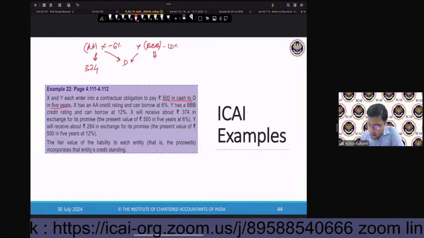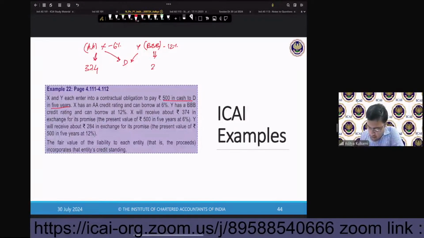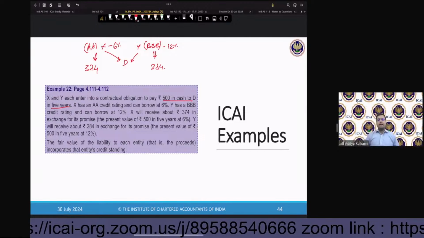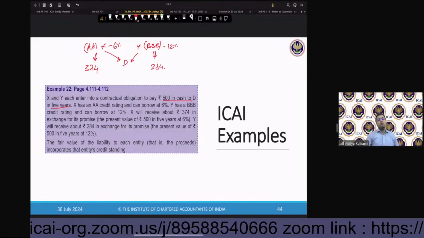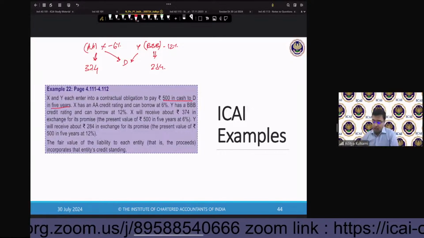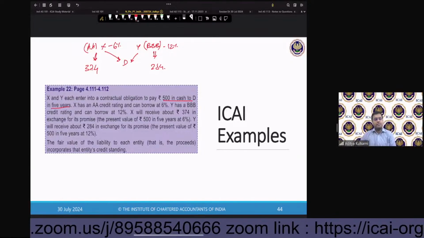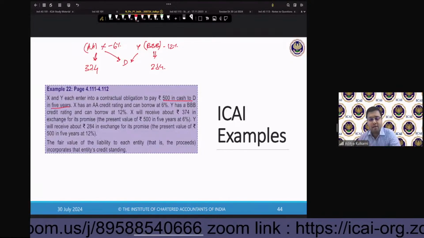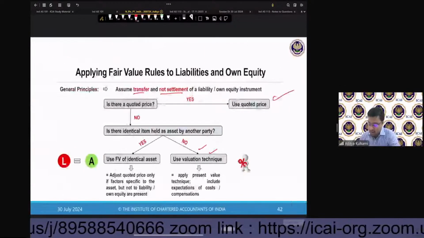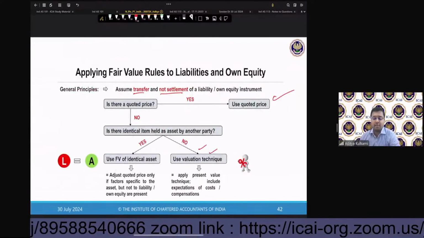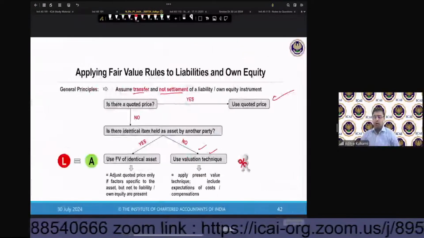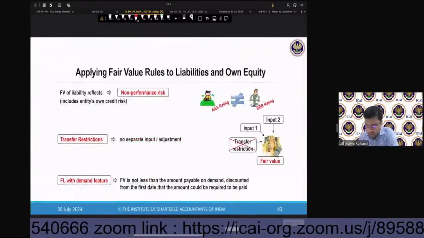And Y is going to get 284. This is how you are going to do the valuation. You have your own assets and your own liabilities, and to your own liabilities, we are going to do the valuation using these principles.